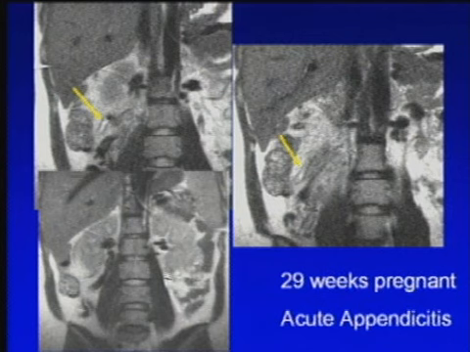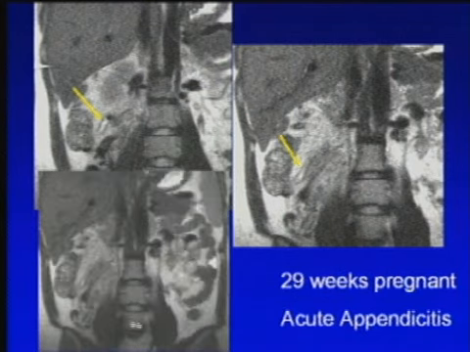Here, on the other hand, is a woman who's at 29 weeks. Again, ultrasound was non-diagnostic. We brought her to MR, and again, we just did coronal HASTE images here. And here we see the appendix, which is now distended and fluid-filled, and it has this appendicolith, which is this low signal intensity focus right here.